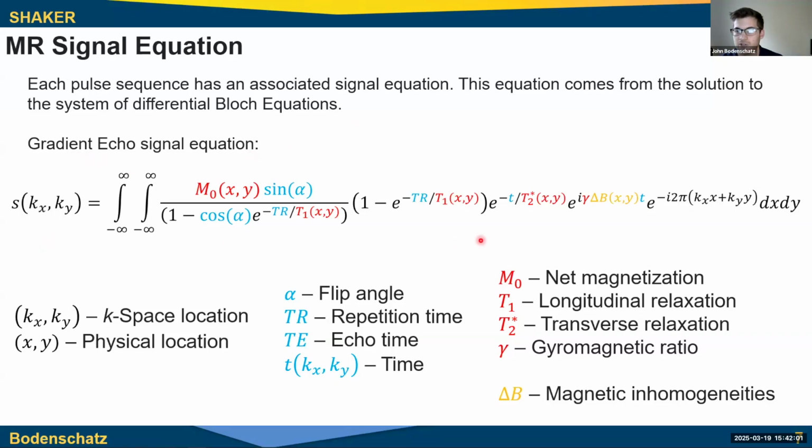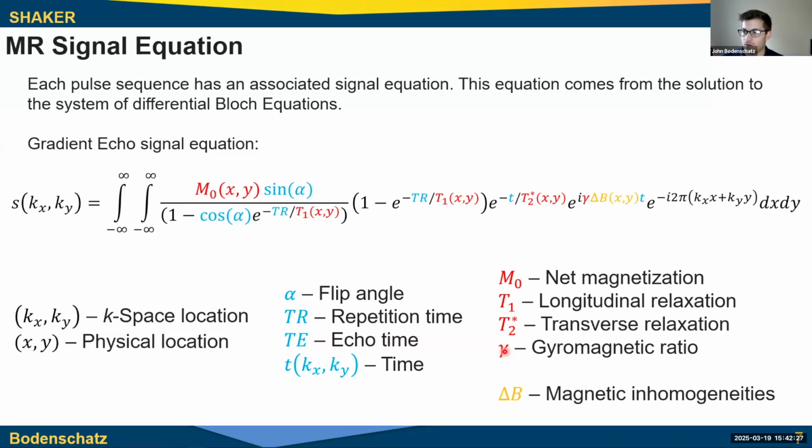So here I have the gradient echo signal equation, and I want to list a few of the important parts of it. In red, I've got M0, T1, T2 star, and gamma. The M0 is the net magnetization, and T1 and T2 star are those relaxivities I previously mentioned. And gamma is just the gyromagnetic ratio. It determines the speed at which these hydrogen nuclei magnetic moments precess.